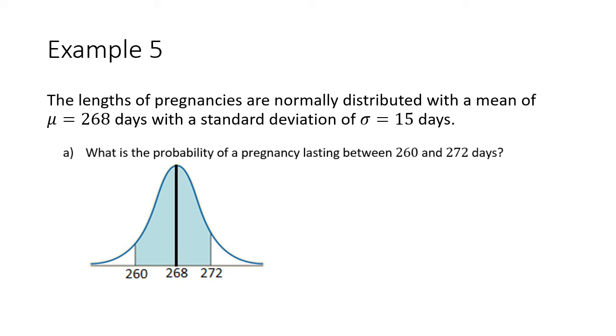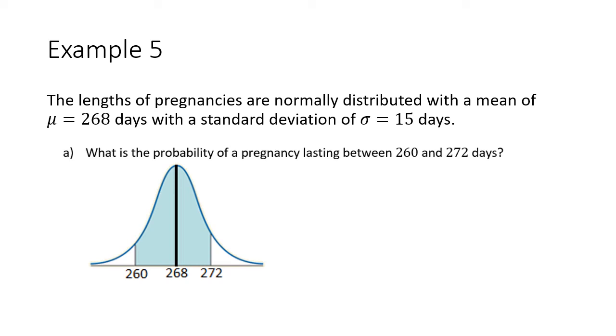So for this example, and we're going to actually look at a few regarding the same scenario, the lengths of pregnancies are normally distributed with a mean of 268 days, just about 9 months, and a standard deviation of 15 days. So what is the probability of a pregnancy lasting between 260 and 272 days? Well, as always, sketch the picture first.